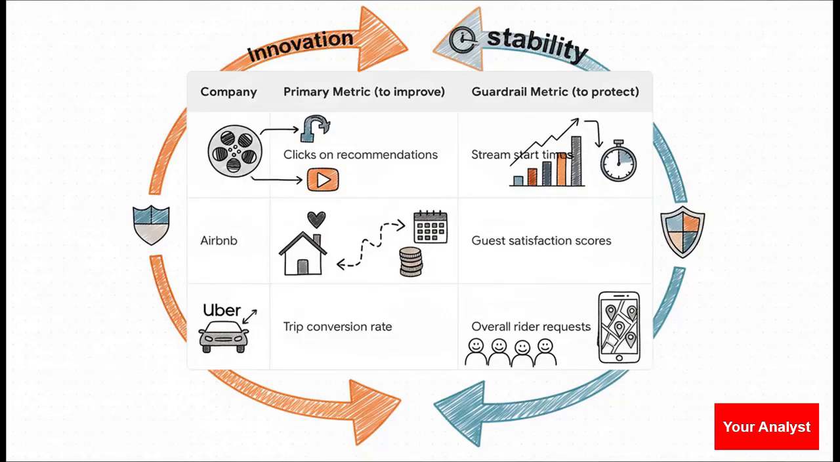You know, the best companies do this all the time. For example, Netflix might want you to click on more of their recommendations, but they're going to use stream start times as a guardrail to make sure the core experience doesn't get any slower. Or Airbnb. They might test changes to increase bookings, but they're going to keep a close eye on guest satisfaction scores to make sure quality doesn't take a nosedive. It's really all about balancing innovation with stability.